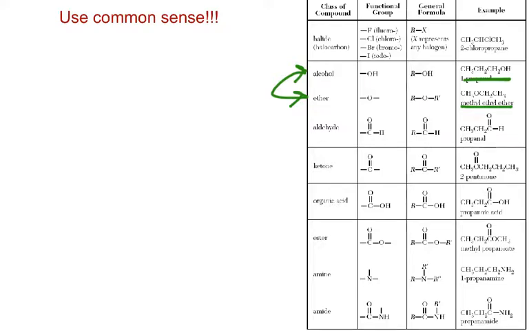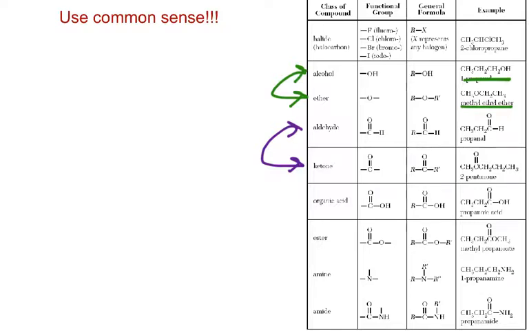This propanol has 3 and 2, which is 5, and 3 is 8 hydrogens. The one at the bottom, methyl ethyl ether, also has 8 hydrogens, and they have the same number of carbons and oxygens. Likewise, aldehydes and ketones can make isomers of each other once you have the same number of carbons, hydrogens, and oxygens.